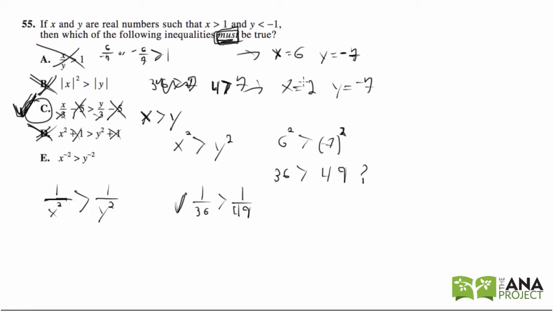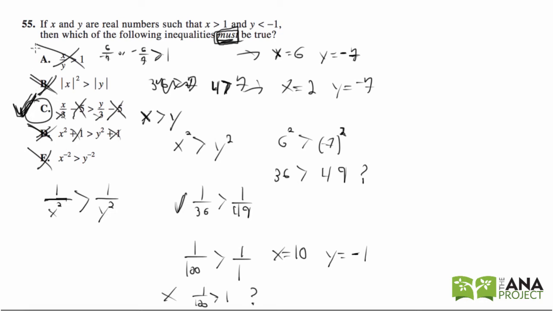But what happens if we change the numbers around? What happens if x is 10 and y is negative 1? Is 1 over 100 greater than 1 over negative 1 squared, which is 1? So is 1 over 100 greater than 1? Nope. So this one's wrong too.